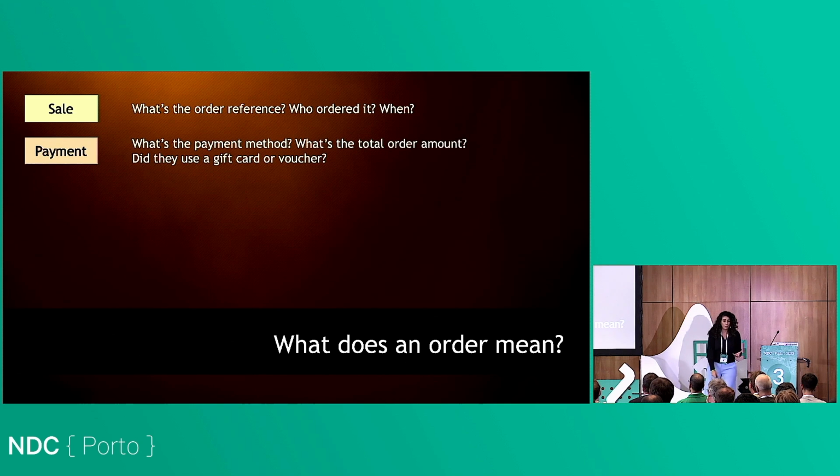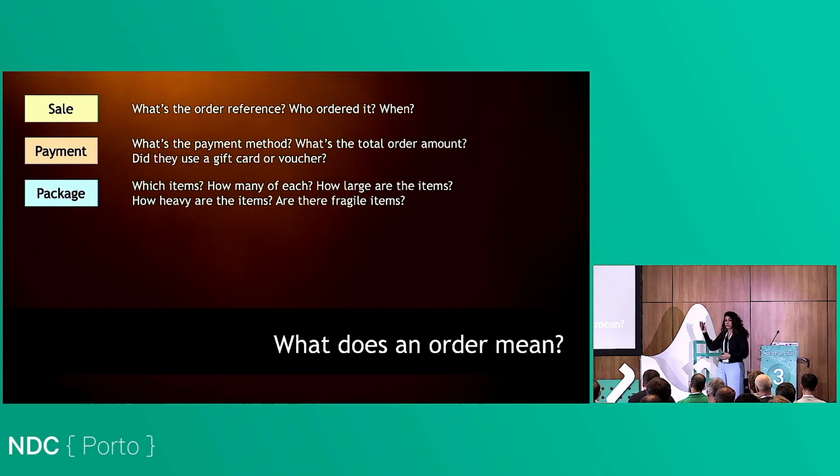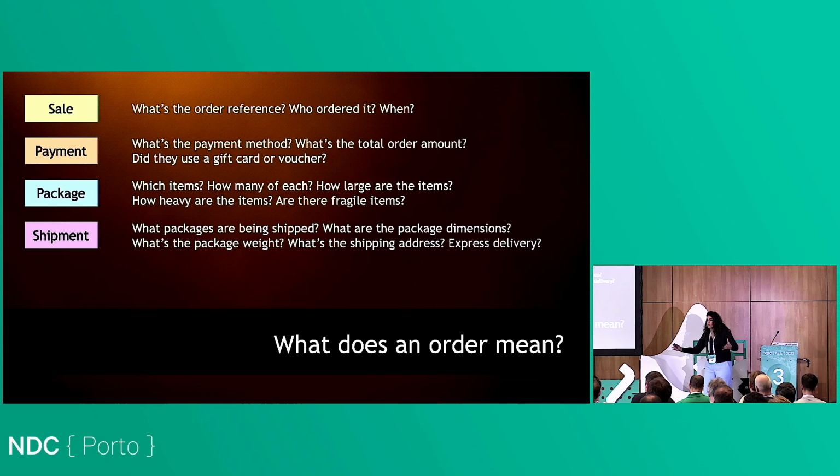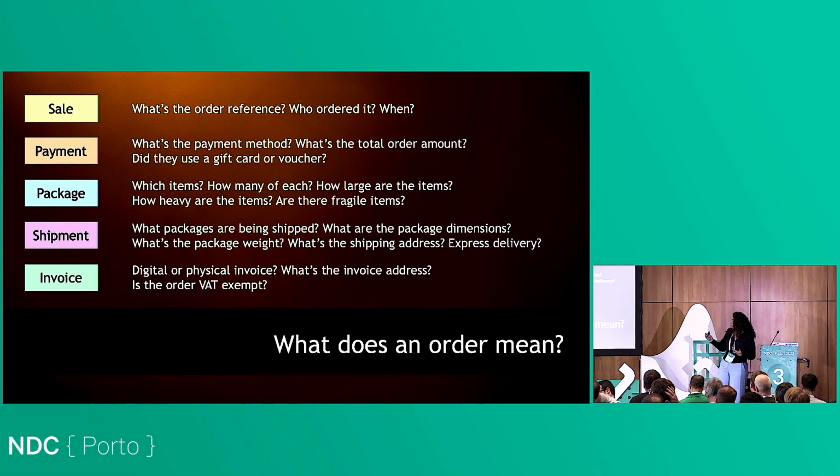But in the context of a payment, we'll care about the payment method, the total order amount, and whether they got a gift card or a voucher, for example. In terms of packaging, we'll care about how many items, how large they are, how heavy they are, and things like that. For shipping, we'll care about how many packages are there. Are there any fragile items, for example? And did they choose express delivery? But in terms of the invoice, we only care about, do they want a physical invoice or a digital one? And are they VAT exempt?